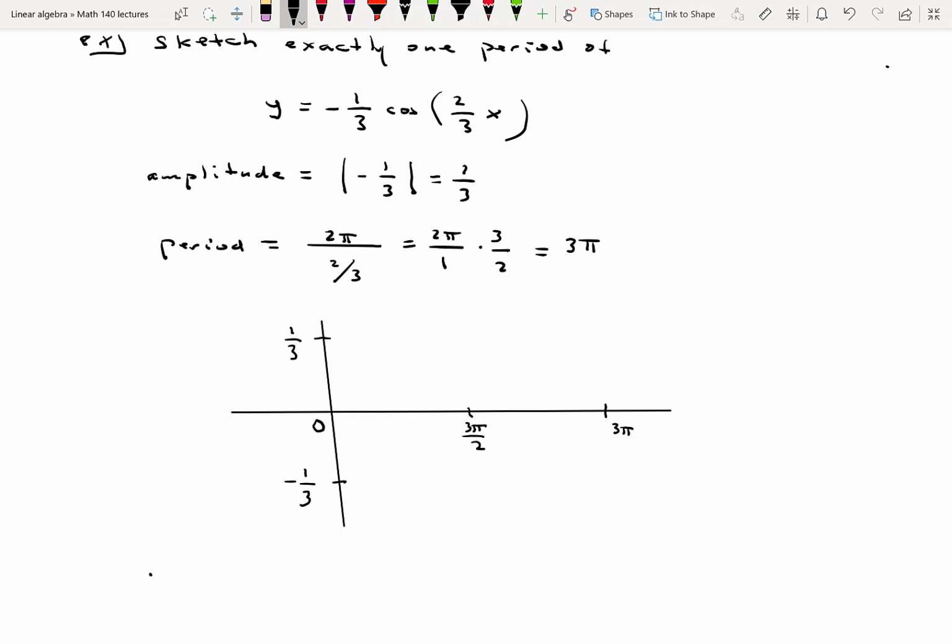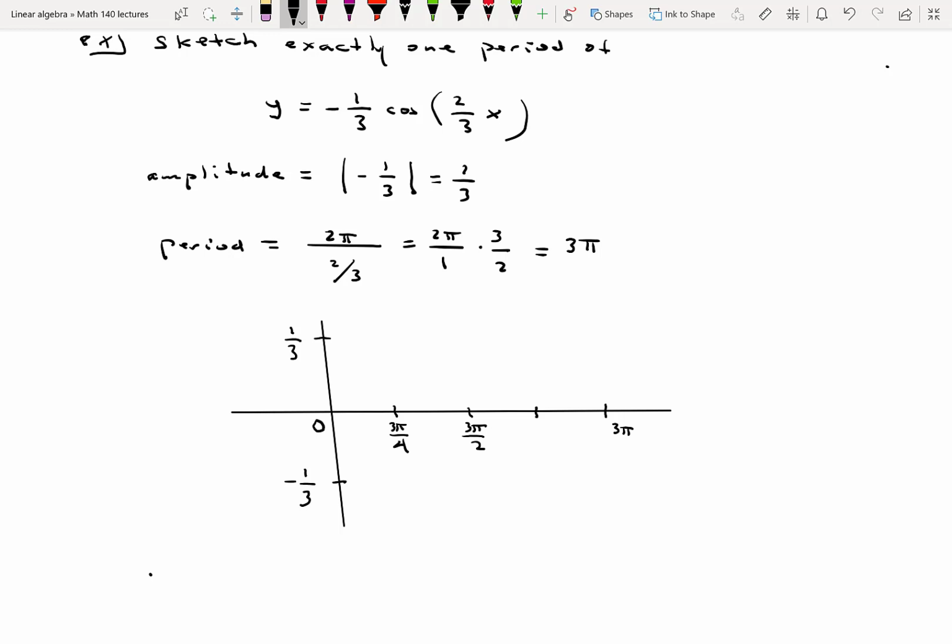Then we take half of that. Half of 3 pi over 2 would be 3 pi over 4. Just multiply 3 pi over 2 by 1/2. And the trickiest part for students tends to be that 3/4 mark. It's not that bad. If you notice that each of these points is 3 pi over 4 apart from one another.